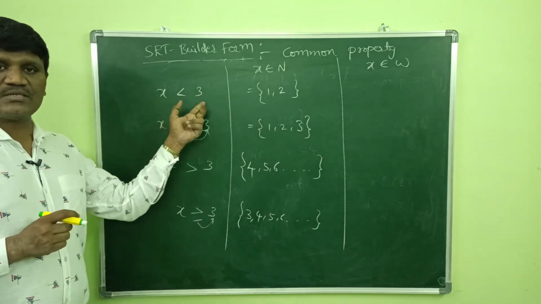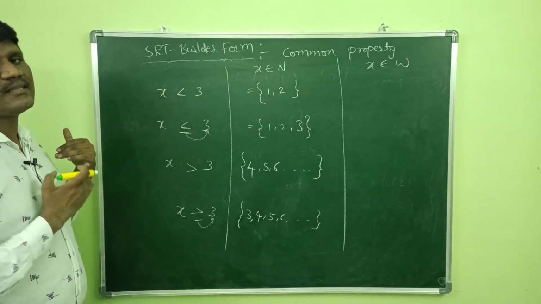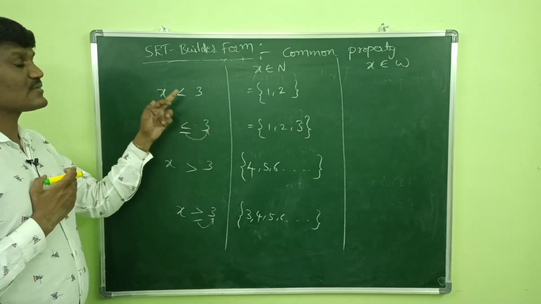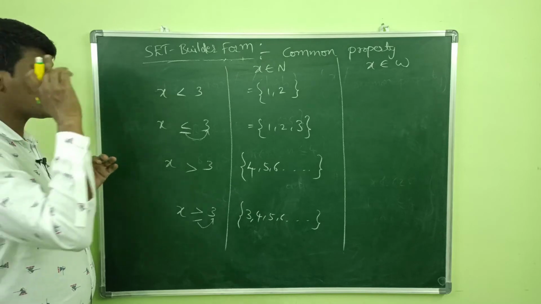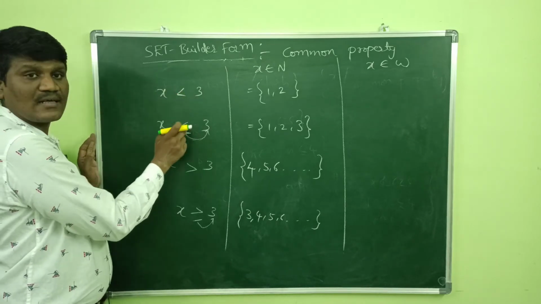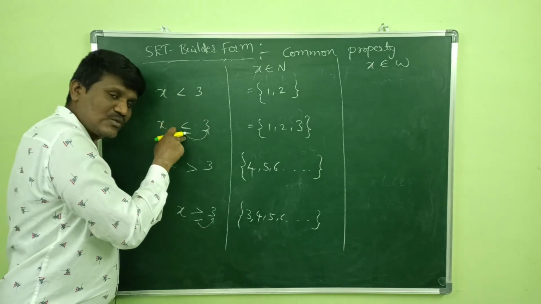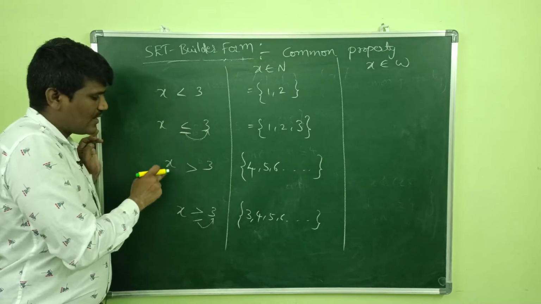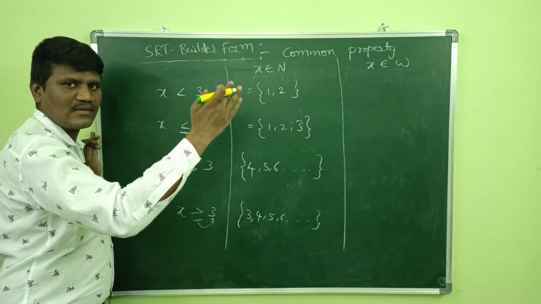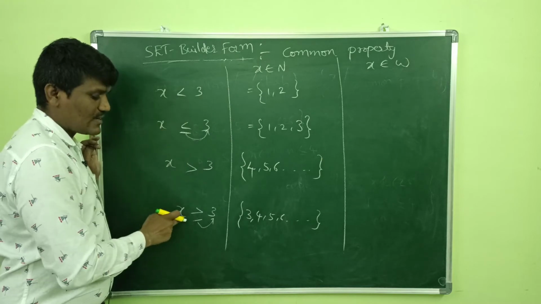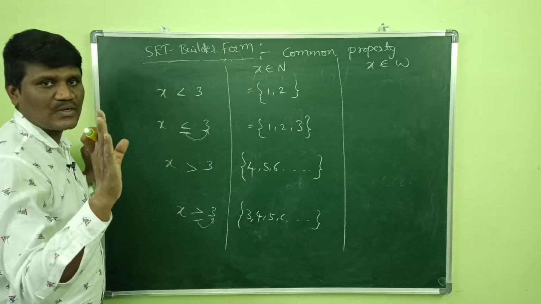X less than 3 means it should always be strictly less than 3. So you should not consider 3 here. X less than or equal to 3 means you should also consider 3 here. X greater than 3 means strictly greater than 3. You should not consider 3 there. Here x greater than or equal to 3 means you should also consider 3.